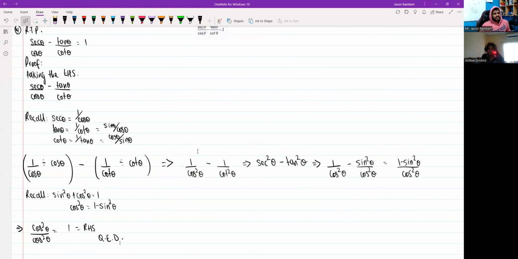But it's really unrealistic, because how do I know to start with cosine squared theta over cosine squared theta? Just as easily, I could have started with sine squared theta over sine squared theta. But we are going with it.